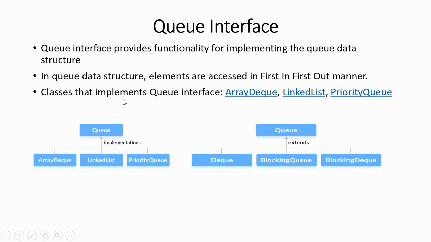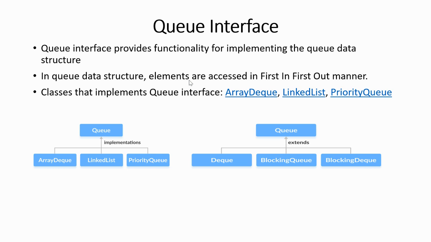And then we have the Queue interface. The Queue interface provides functionality for implementing the queue data structure. We have talked about the queue data structure, where elements are accessed in first in, first out manner. The classes that implement the Queue interface are ArrayDeque, LinkedList, and PriorityQueue. We have seen LinkedList in the List interface, and LinkedList also implements the Queue interface, which we are going to see from the source code as well.